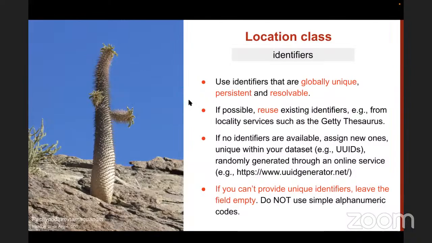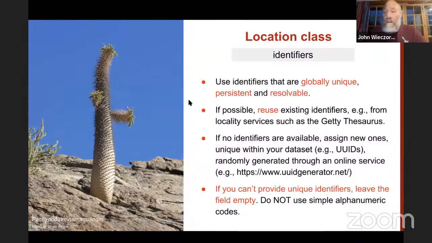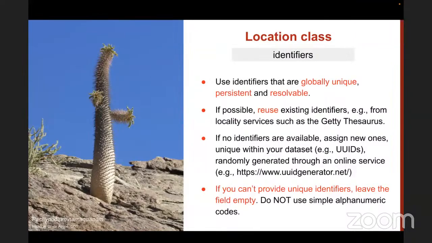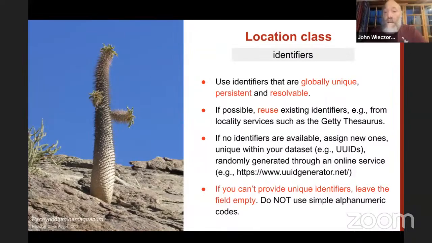If possible, reuse any existing identifiers. That is, find the places in an existing authority like the Getty Thesaurus and use those identifiers rather than making up new ones for those places.